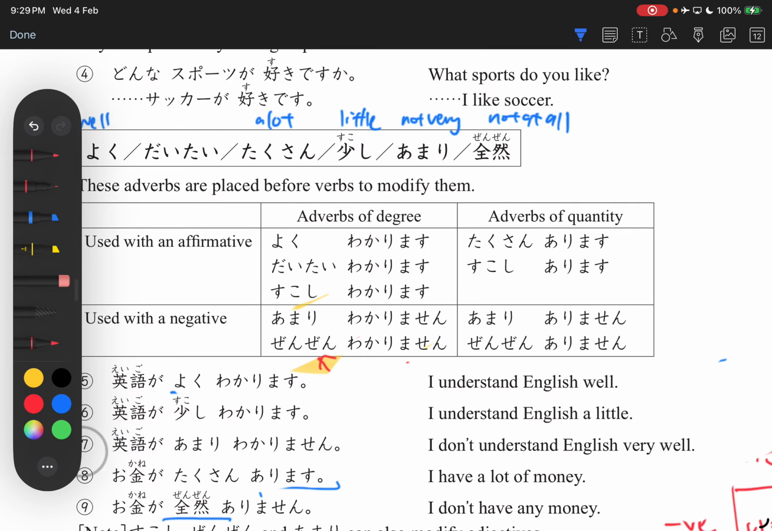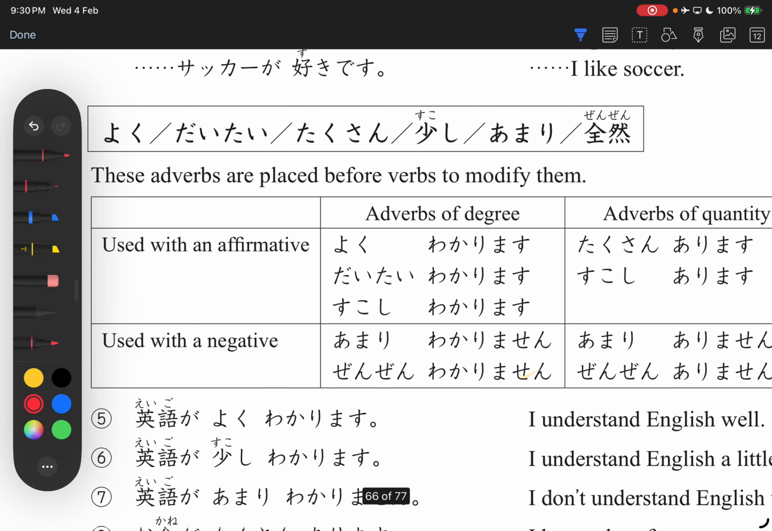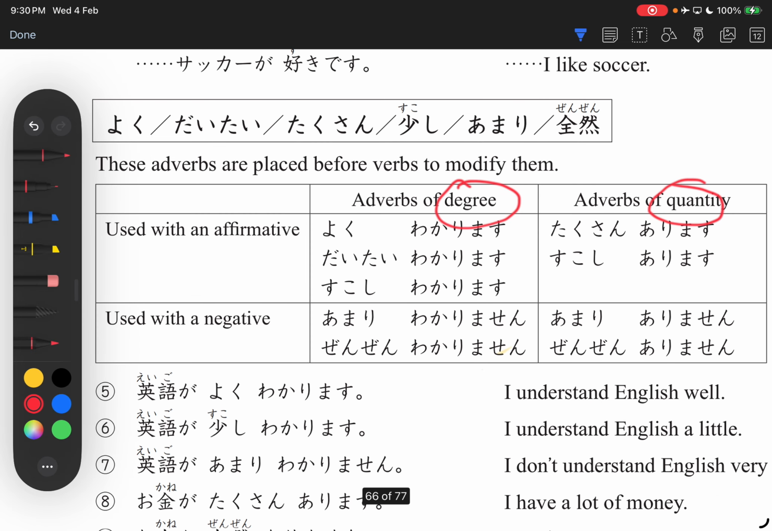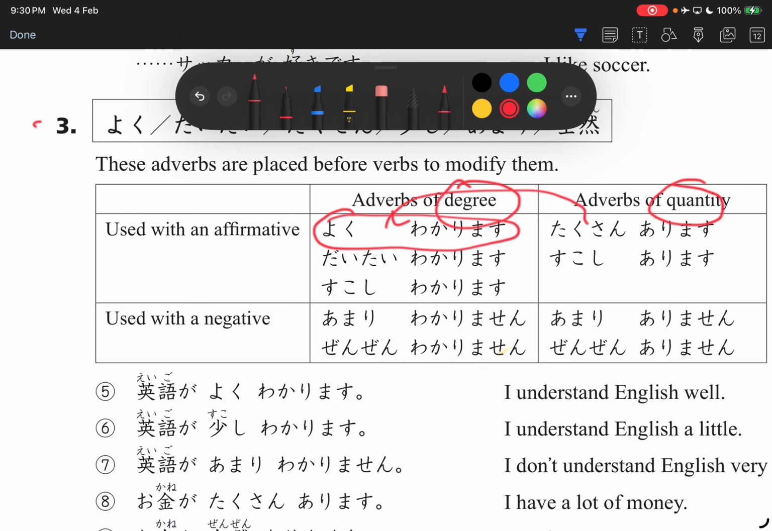Okay, so basically what all this means here is as such. Adverbs have different types. Whether it is for degree or for quantity, they are different. You can see よくわかります but we cannot say たくさんわかります. So we cannot interchange the position here. We can say 少しわかります, we can also say 少しあります, that is okay. This 少し can be used on both sides.